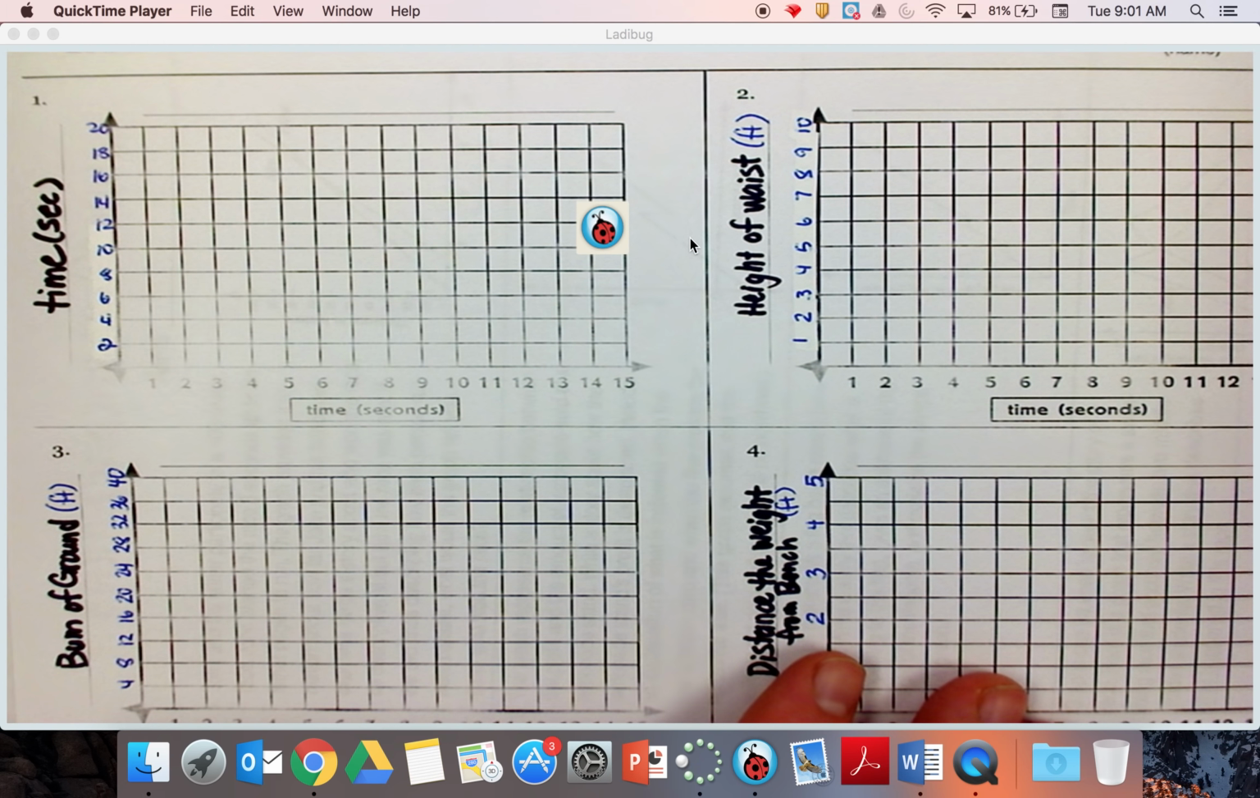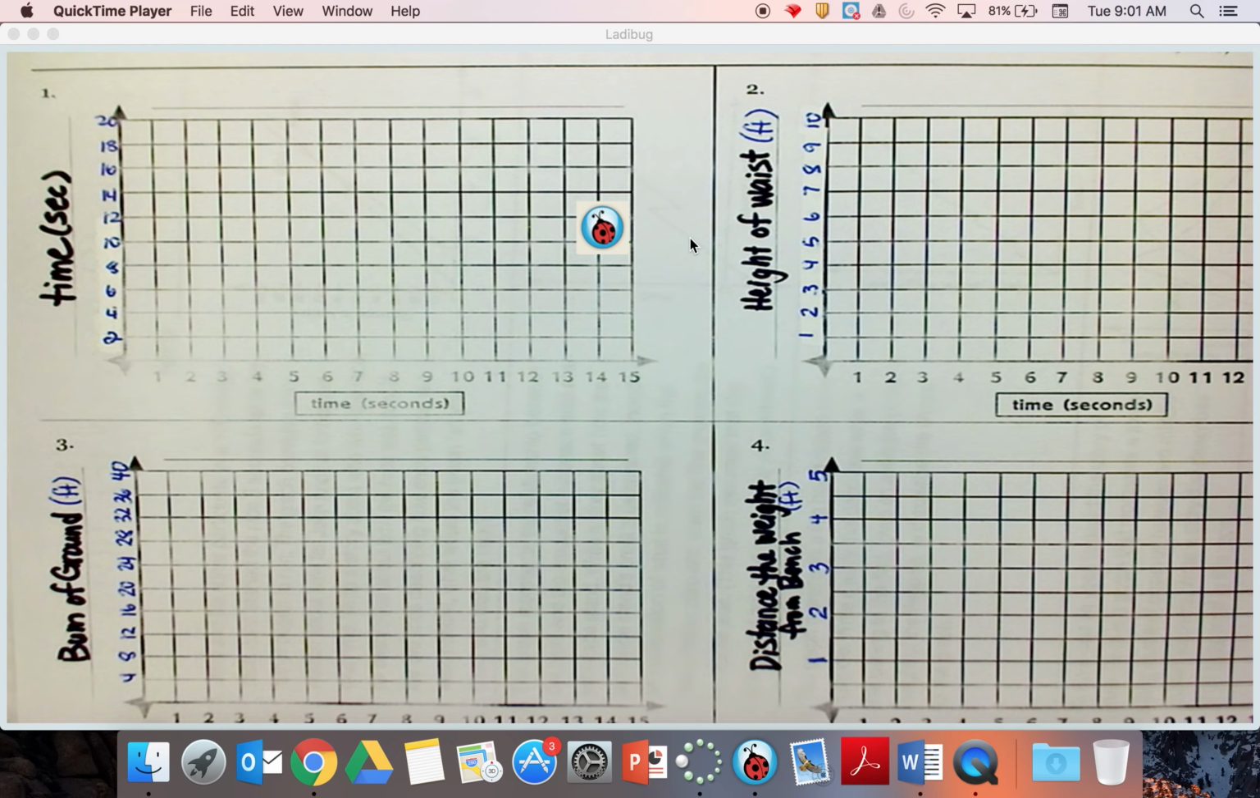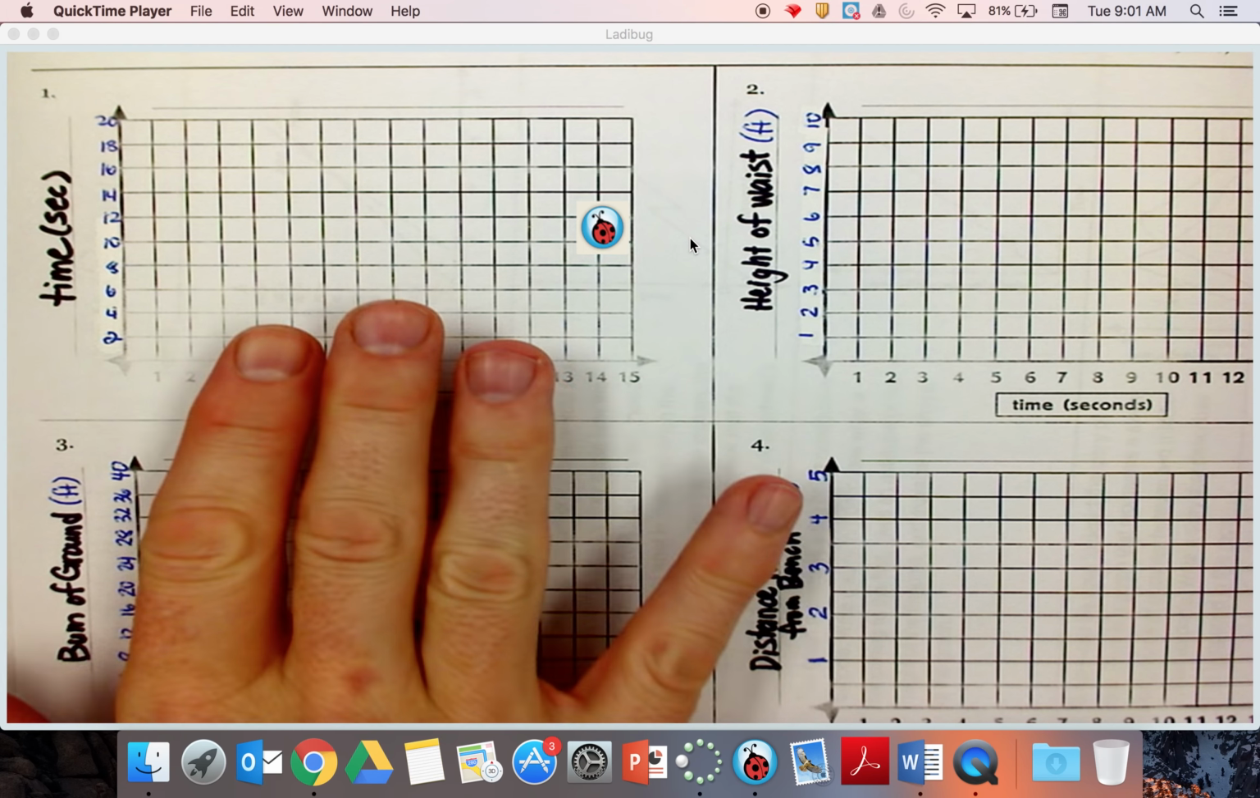is I've given you this piece of paper that you have. There are 4 graphs on it. You're going to watch 4 videos that are going to show you a depiction of an event that's happening. I want you to watch those videos and draw me a graph of what is happening in the video.